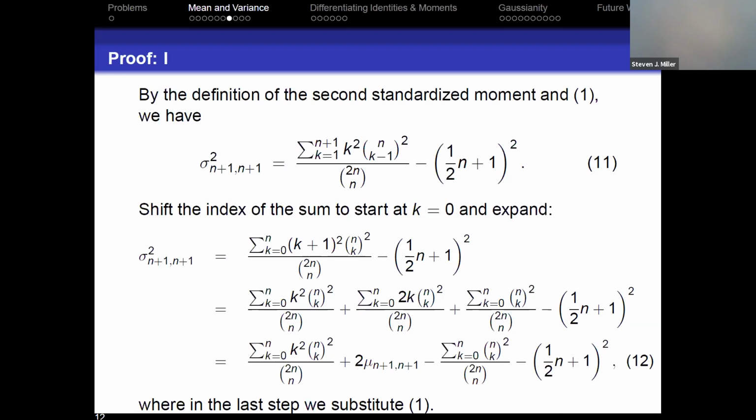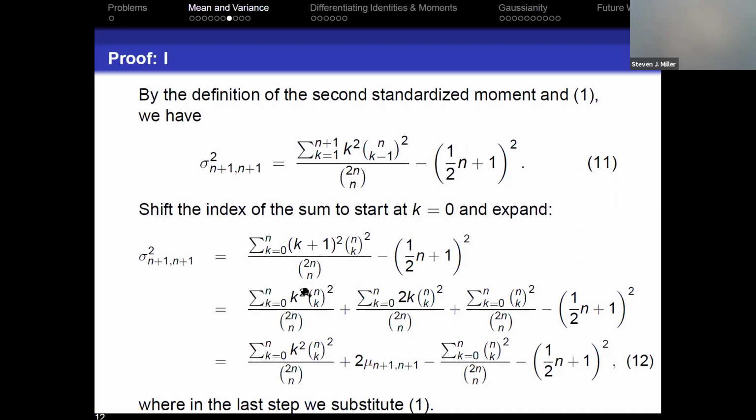We know what the mean is. That's the expected value. That's the 1/2 (n plus 1) squared. And so this will be the standard deviation. And here I'm using k, not k plus 1. I haven't shifted things. And so we have an n choose k minus 1 because we haven't done the shift. Now we'll shift the index of the sum to start at k equals 0 and we'll expand. So this comes just from shifting.